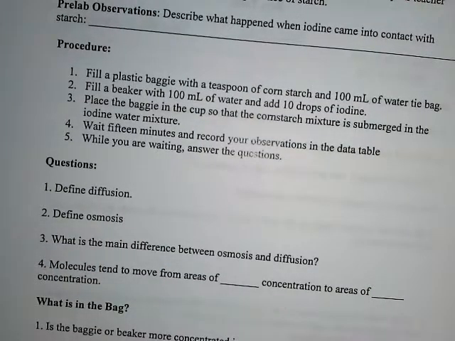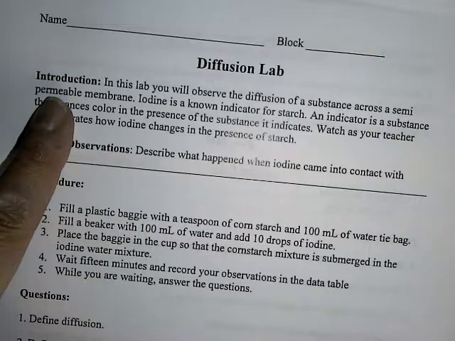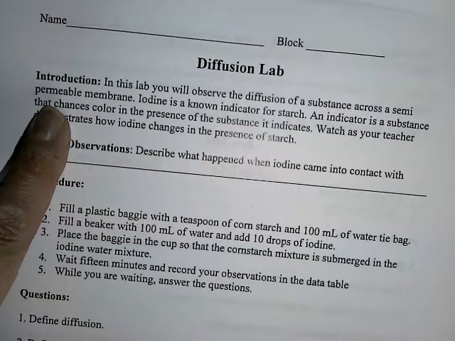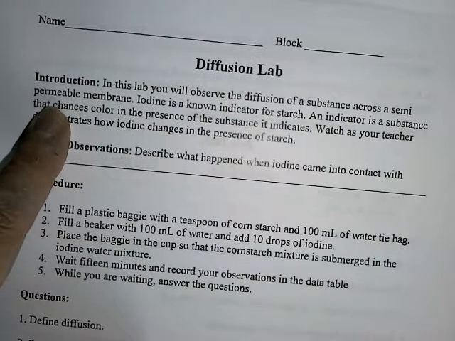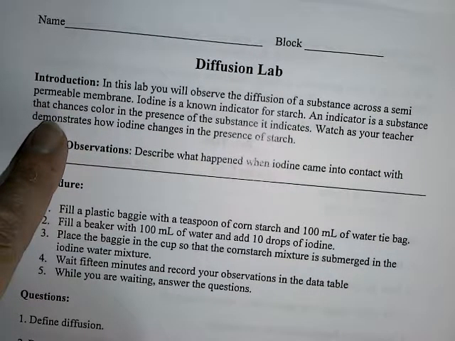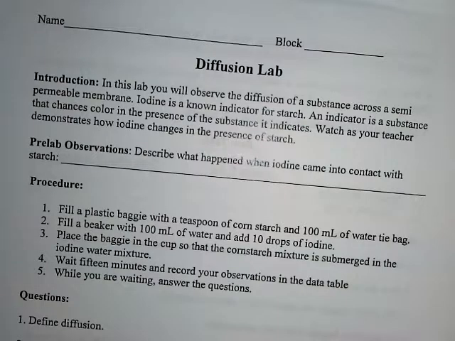Okay? And then I need to give you guys a quick definition on this too. So, introduction. In this lab, you will observe diffusion of a substance across a semi-permeable membrane. Iodine is an indicator for starch. An indicator is a substance that changes colors in the presence of a substance when it's indicated. Think of when I blew in the straw the other day. It indicated that there was carbonic acid in my carbon dioxide when I was breathing out. It changed colors. It was an indicator.